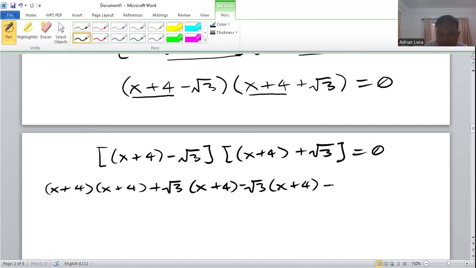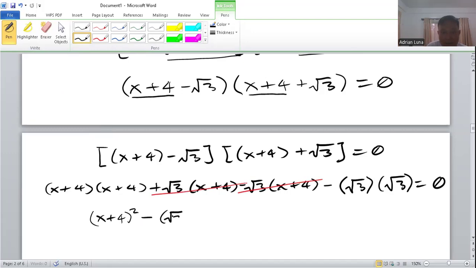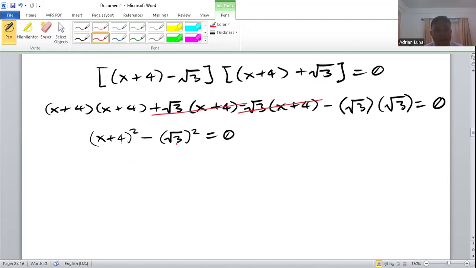So, negative times positive. So, negative. Then, ayan, square root of 3 times the square root of 3 is equals to 0. And observe nyo that yung middle terms magka-cancel lang. Yan. We are left with the quantity x plus 4 squared minus the square root of 3 squared is equals to 0. Para lang siyang difference of two squares. And eto pa, pwede natin itong cancel. Yan.